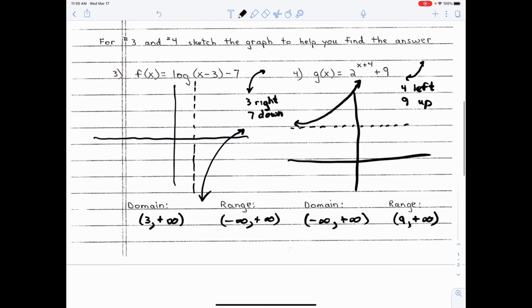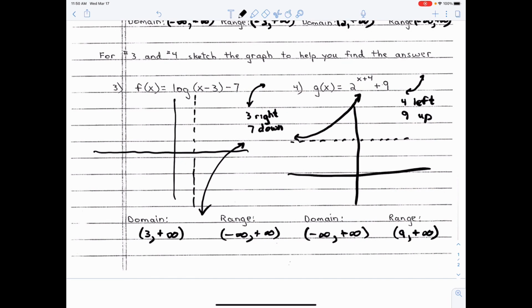I hope that helps. Again, you don't need to make a real good graph. It's just kind of a sketch. You just need to know what the basic shape is and then any sort of shift. And make sure you shift the asymptote. On a log graph, you have to shift the asymptote if it's a vertical asymptote, if you're going left or right. On the exponential function graph, it's got a horizontal asymptote, so if you go up and down, you have to shift it.